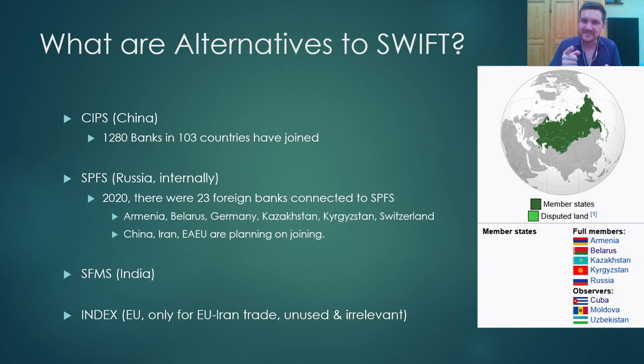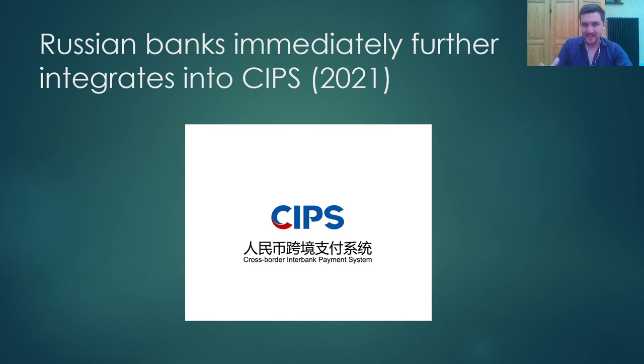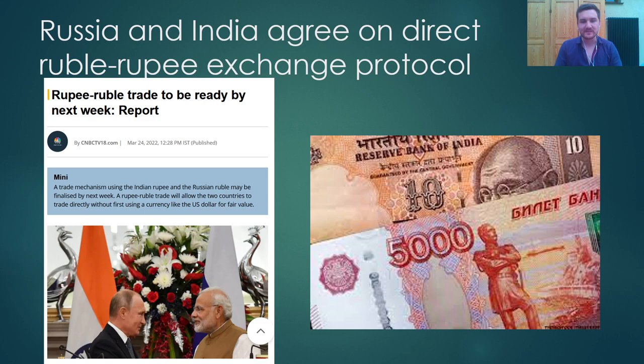But what Russia did, actually they did it last year: Russia joined CIPS, the Chinese SWIFT alternative. So I thought that they will never get kicked out of SWIFT, because this would be suicide for SWIFT, right? Because there are already so many alternatives to SWIFT. So Russia immediately further integrates into CIPS, and this process already started in 2021. Russia and India agree on direct ruble-rupee exchange protocols, meaning basically Russia and India are hooking up their different financial protocols that were mentioned earlier here.